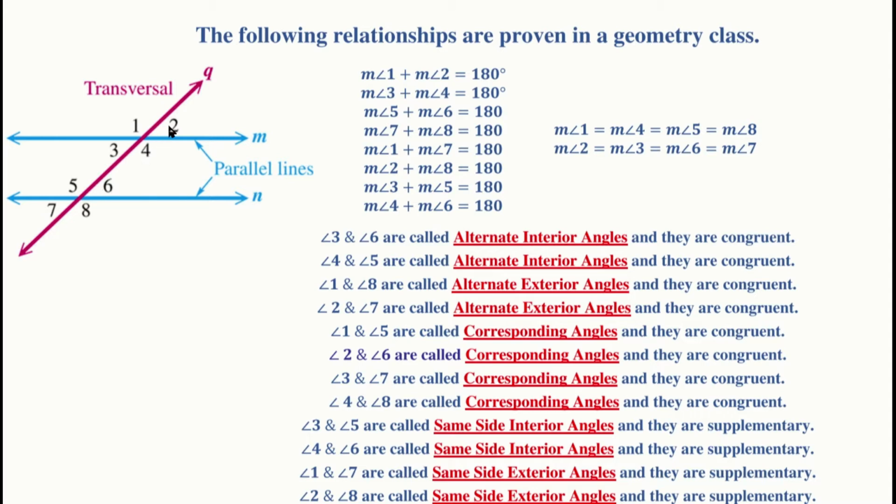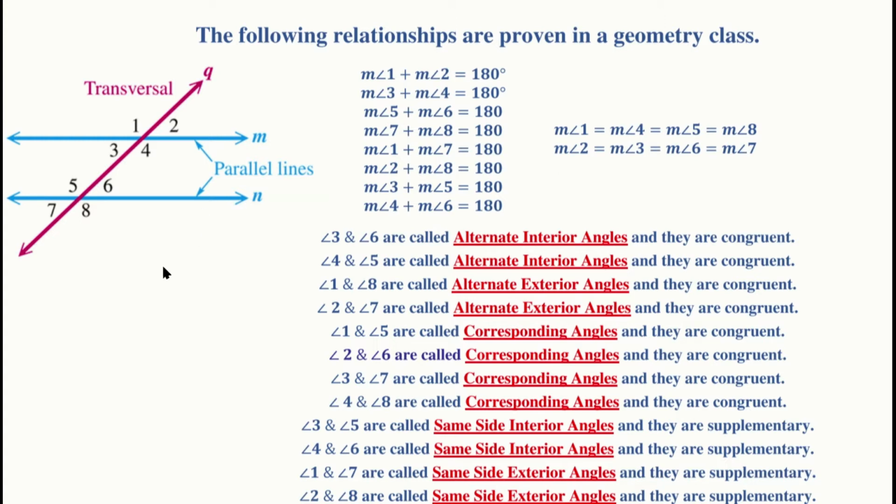All right, so remember that these angles here, 3 and 6, are called alternate interior angles. 4 and 5 are called alternate interior angles as well. All right, now 2 and 7 are called alternate exterior angles, right? Remember, those are also congruent. So alternate interior angles as well as alternate exterior angles are congruent.